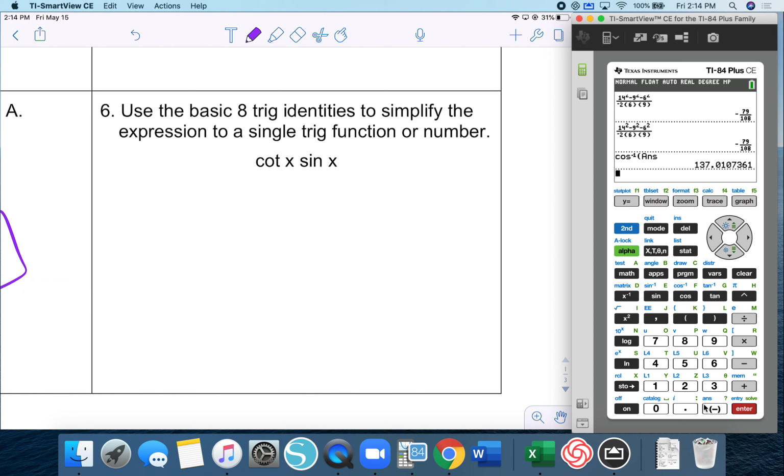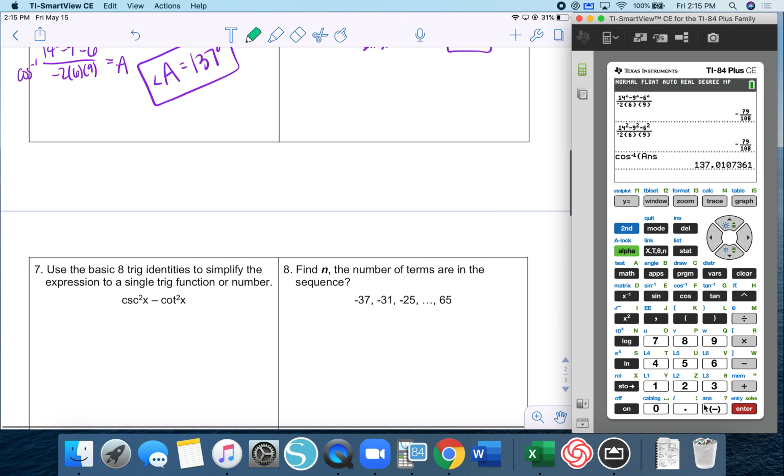Number 6, use basic 8 identities to simplify this. We know cotangent is the same thing as cosine over sine. Then we leave sine alone. We have sine on the top and the bottom, so that just simplifies to cosine x. So that is one simplified identity.